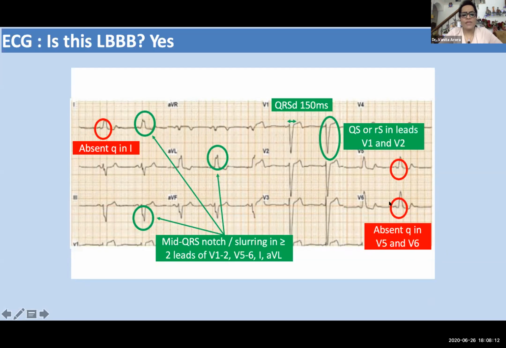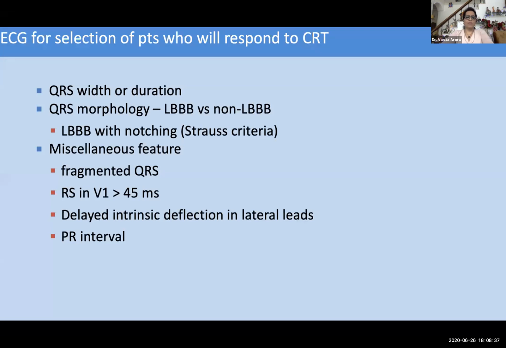absence of Q waves in lead 1, V5, V6. There is a mid QRS notching which is seen in lead 3, in lead V6. So even in lead 1 and AVL. So this is the kind of pattern you look at in the ECG to advise CRT in these patients, and they will definitely benefit. Let us look at what happens post-implant also.